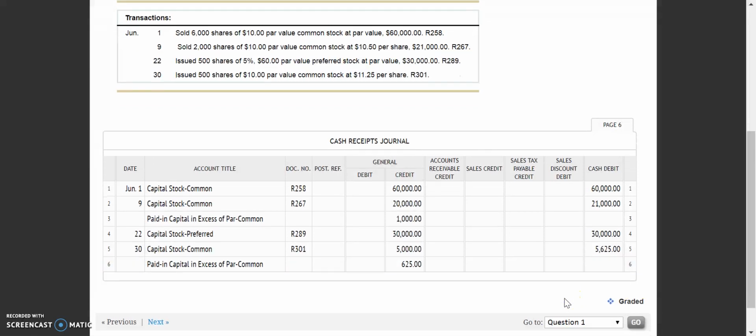So those are our 4 transactions in reference to issuing stock. Your biggest thing you have to remember is to pay attention to, are they paying in excess, meaning paying more than par value? Also, if it happens to be a preferred stock listing instead of our typical common stock.